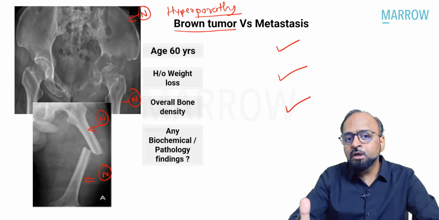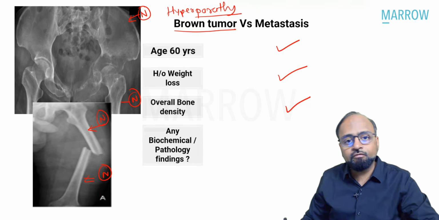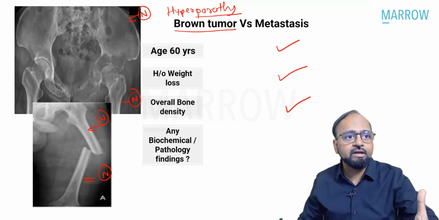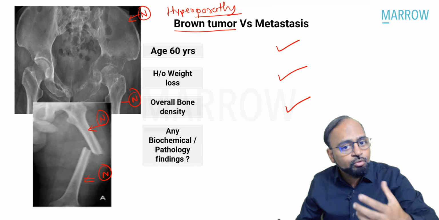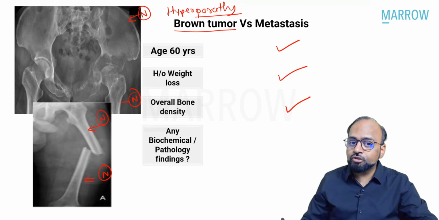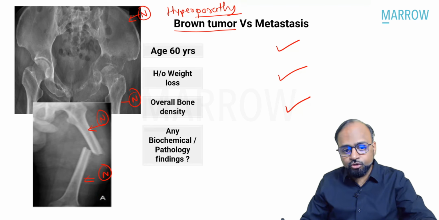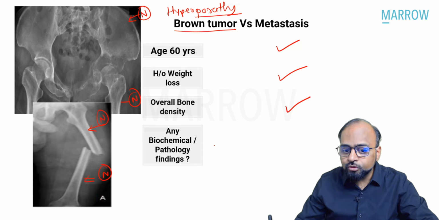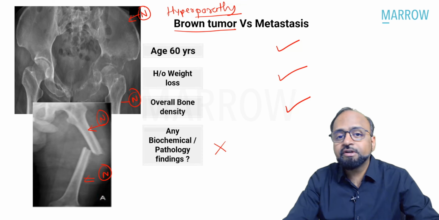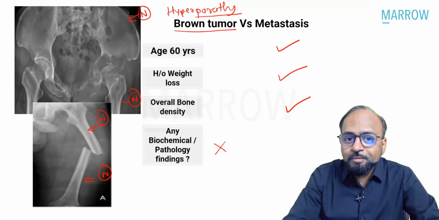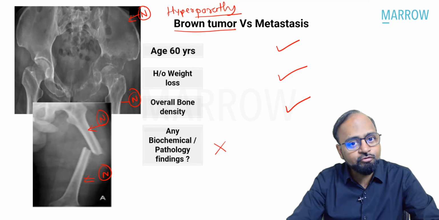Any other clues? Because this was a long stem clinical question, a few students have said that there was no blood-related finding or other biochemical finding given. Had they told you that there is an increase in alkaline phosphatase levels, that would again have gone in favor of hyperparathyroidism or brown tumors, but no such detail was given, and therefore this does not point to brown tumor. If it doesn't point to brown tumor, it automatically points to the answer of exclusion in this particular case, and therefore metastasis.